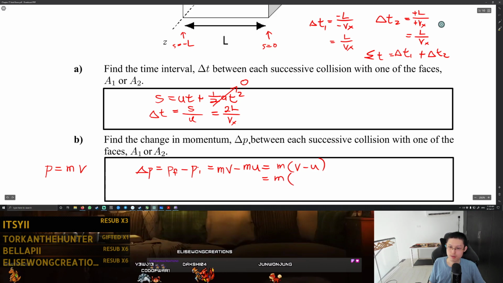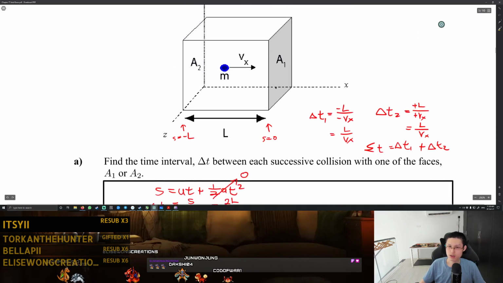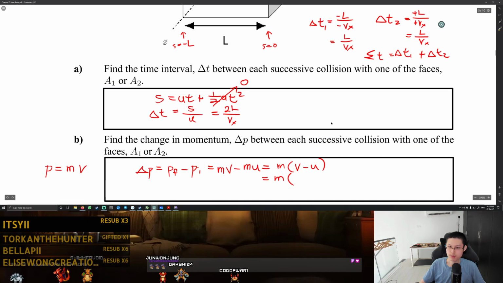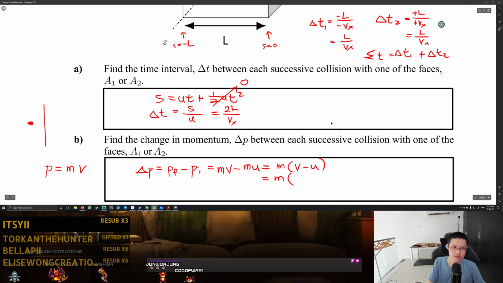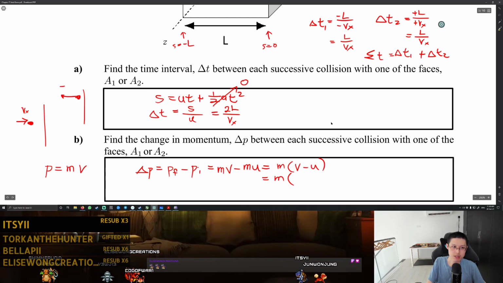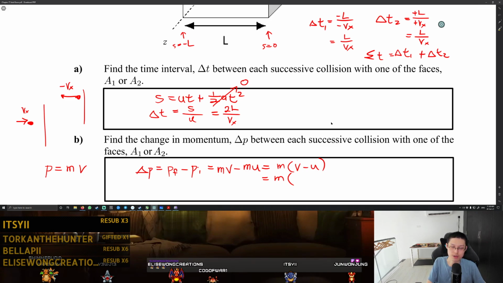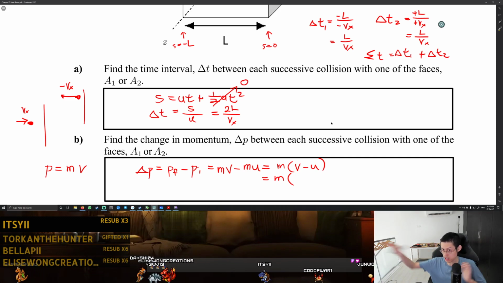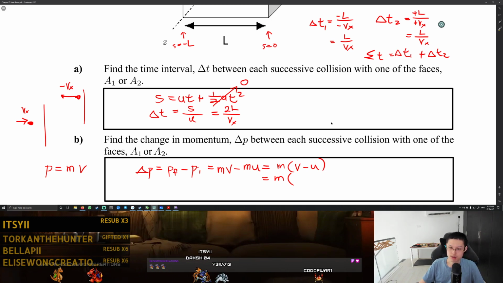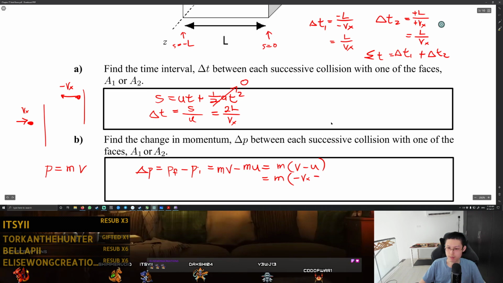So what is v? v is the final velocity. Initially, the particle is coming in like this with some velocity vx, and after that it bounces off with some velocity negative vx, because remember the vx here refers to the speed, not the velocity. So we have to put a negative to show that it is going in the other direction. So my final velocity is going to be negative vx. My initial velocity is vx. So we end up with negative 2mvx. There we go.